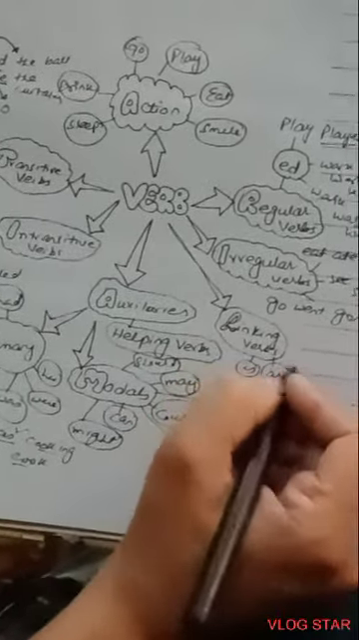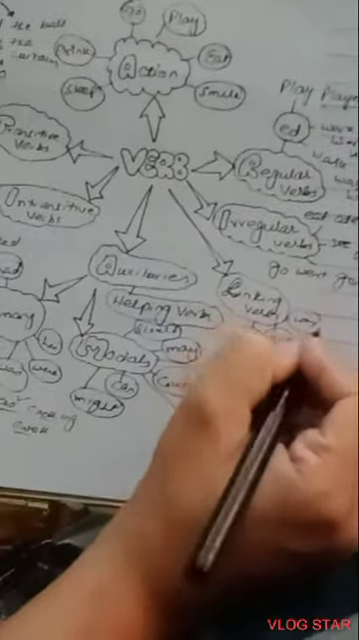What are the linking verbs? Linking verbs are like your primary auxiliaries: is, are, am, was, were. They are like your primary auxiliaries: is, are, or was, were, etc.